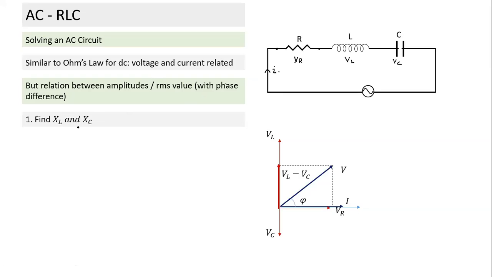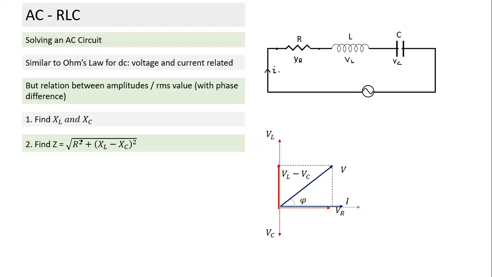So we can find out reactances, inductive reactance and capacitive reactance. Once we have those two values, we can find out impedance, the Z value. All three put together is called impedance. Once we find impedance, impedance and current are related.